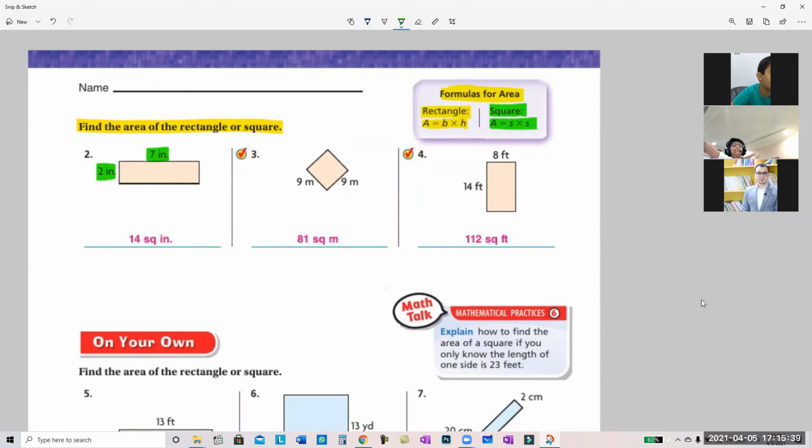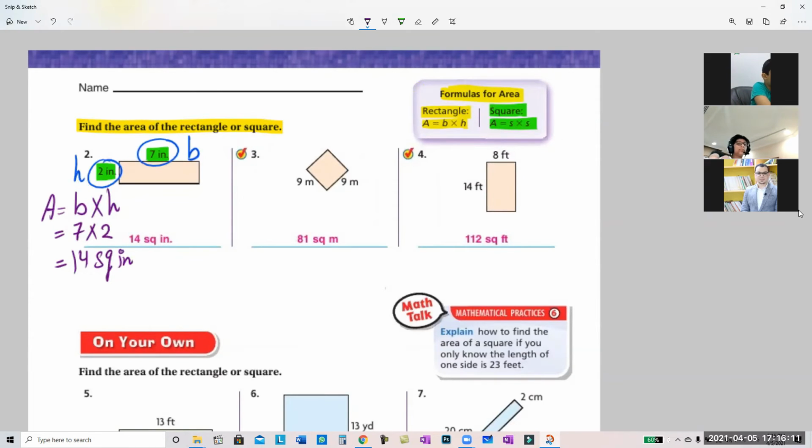Okay, so how can we get the area here? That 7 represents the base and that 2 represents the height. So the formula, area equals base times height, right? So the base equals 7 and the height equals 2, so it will be 7 times 2 equals 14 square inches, right?